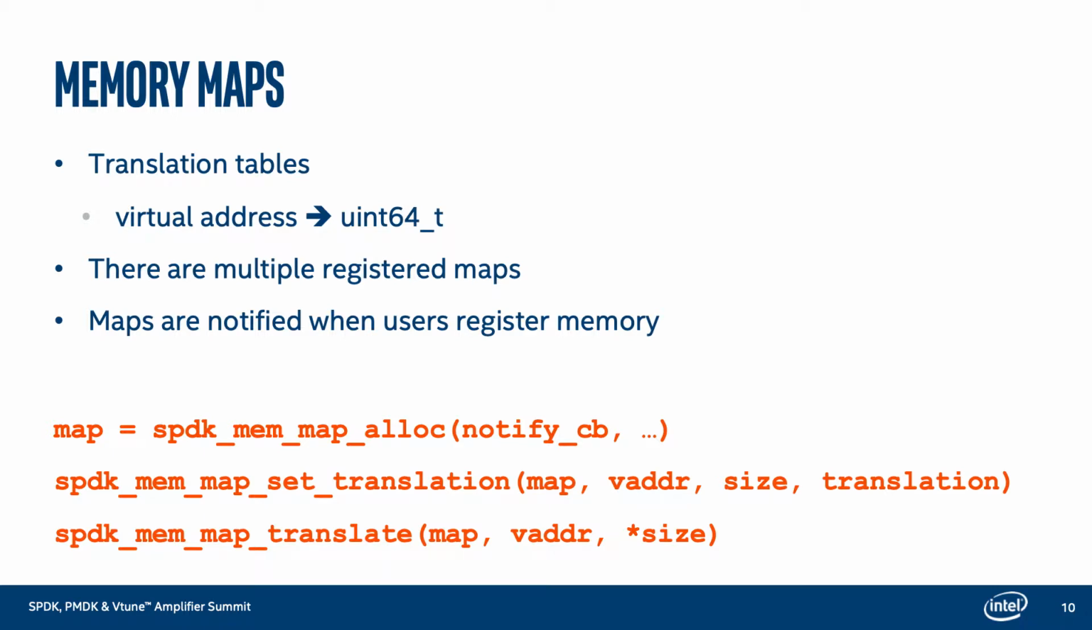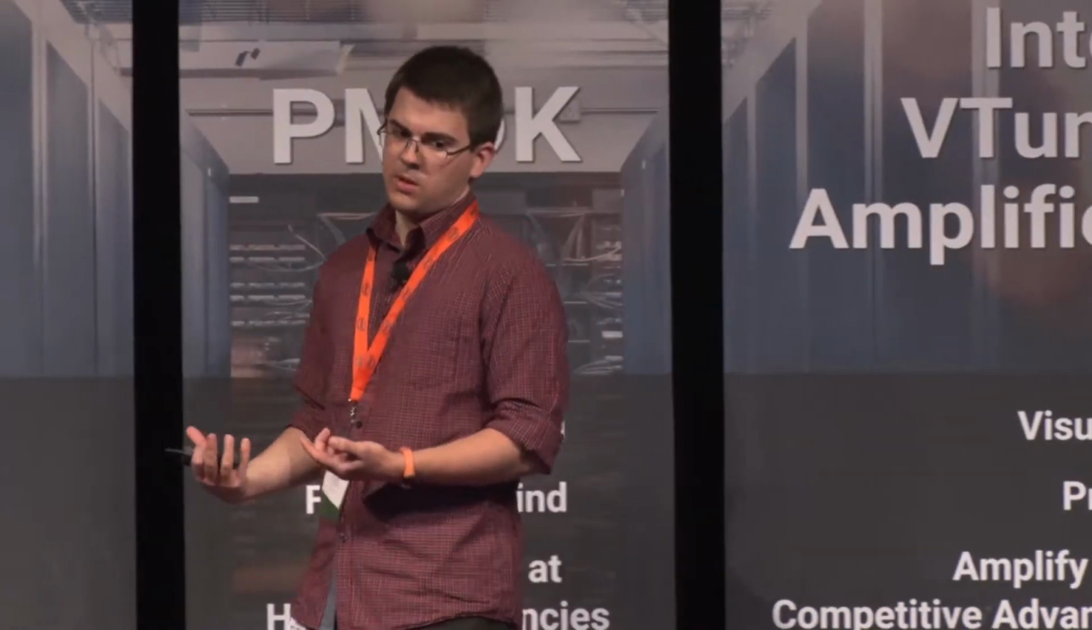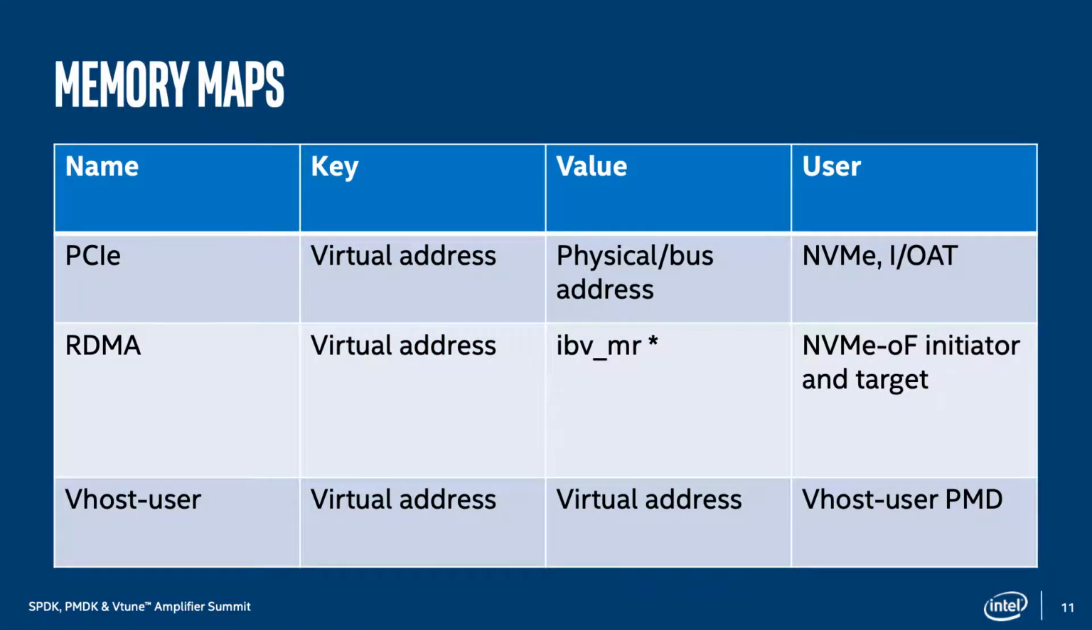Okay, and now from the other side of spdk_mem_register, we've got memory maps, basically translation tables from virtual address to any 64-bit arbitrary data. So there are multiple registered maps in SPDK. They get notified whenever spdk_mem_register is called. When you create a memory map, you provide it with a notification callback that gets called whenever memory is registered, and from there you can do anything to make that memory DMAable on your specific transport. So for example, we have a PCI memory map that translates virtual addresses to either physical or bus addresses, depending on whether you have IOMMU on your system or not.